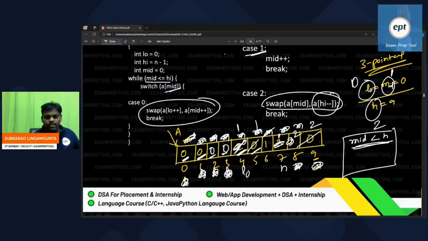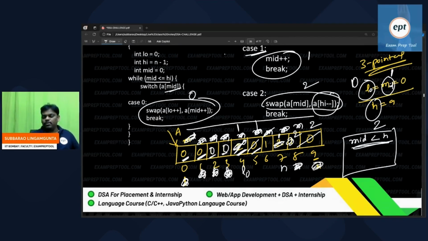So what I mean to say is, if 0 comes, do this; if 1 comes, do this; if 2 comes, do this. Whenever 0 comes, low and mid are swapped and incremented: first swap, then increment. Whenever 2 comes, mid and high are swapped, and only high decrements. Whenever 1 comes, only mid increments. If you do that, you can manage it within one scan.